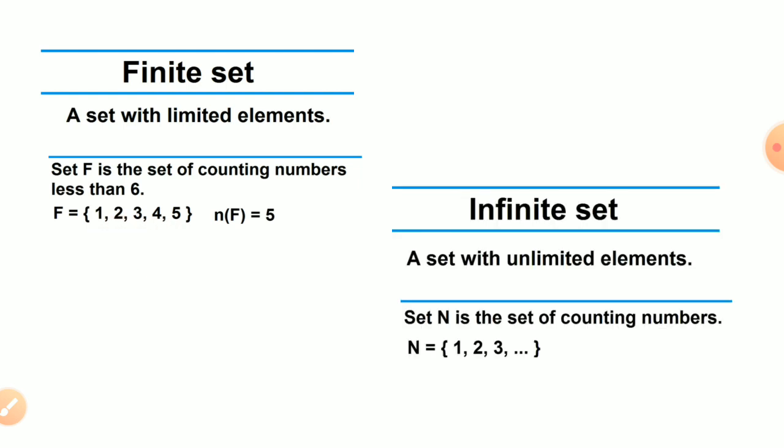Next we have infinite set. Again, the name indicates it: a set which has unlimited elements is called the infinite set. For example, we make a set N which is a set of all counting numbers. Then it will include 1, 2, 3, 4, 5, 6 and so on, infinitely many numbers. Then this is called an infinite set. Okay, moving forward.